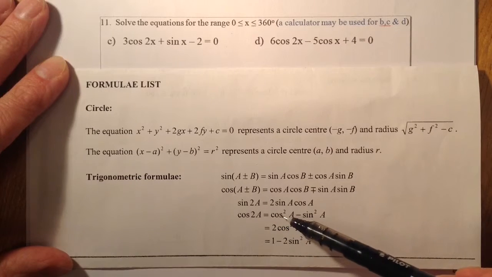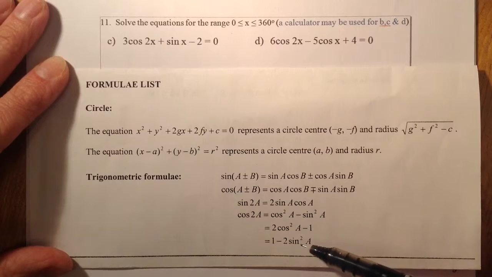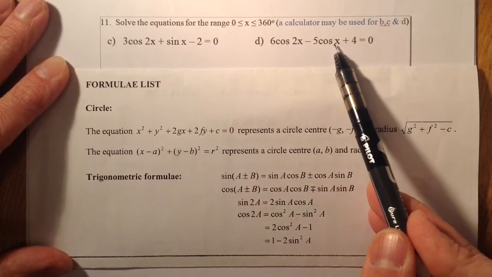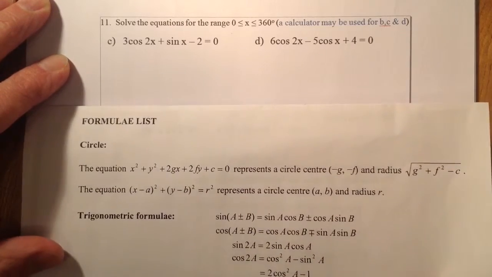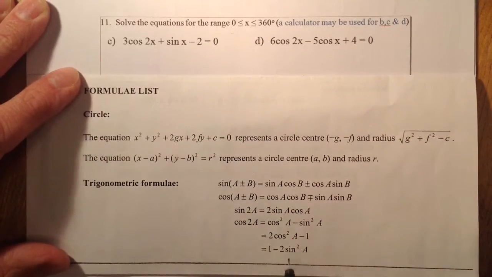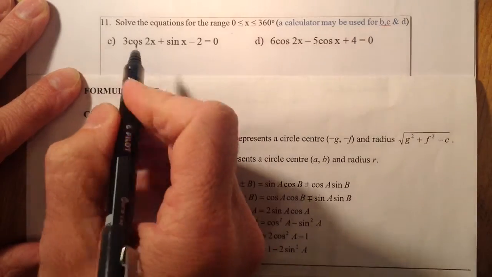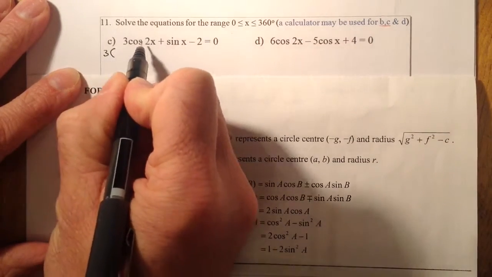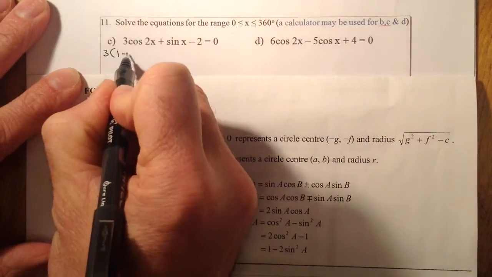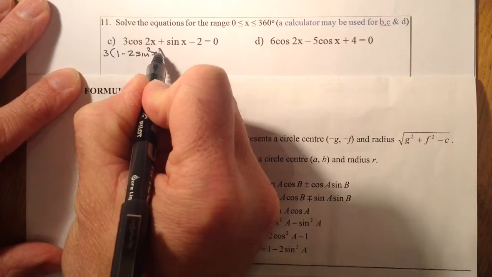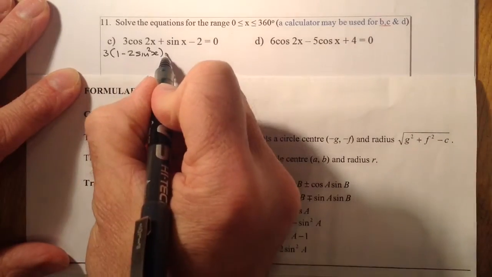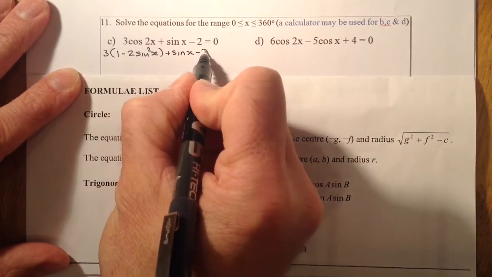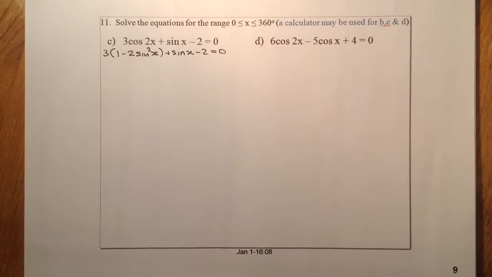Generally I wouldn't use this equation here in this type of work at all. I would use the sine squared x formula if it's got a sine x inside, or if it's got a cosine x, I would use the cosine squared alternative formula. So let's go ahead and use this formula here. The first thing I'm going to do is have this 3 sitting outside, and in a bracket I'm going to replace it with 1 minus 2 sine squared x. I've got plus sine x minus 2 equals 0. So there's the equation that I'm looking to solve.